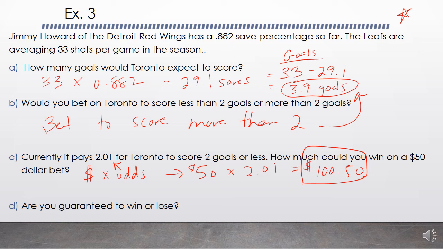So you kind of went contrarian on your bet. You bet for something unlikely to happen, and you ended up more than doubling your money. You started with 50, you walked away with 150. You won $100. Are you guaranteed to win or lose? I basically just talked about that, and I've talked about it in previous examples. No, nothing in life is guaranteed. That's why they play the games.